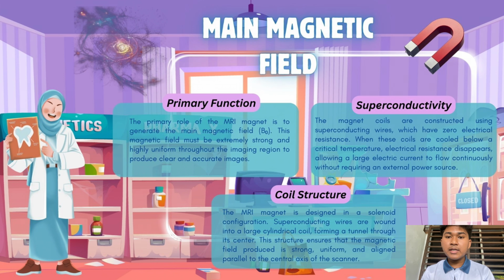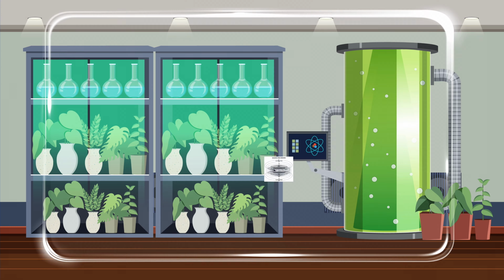The last one is initial state. Under normal conditions, outside the influence of the MRI scanner, hydrogen protons are oriented randomly throughout the body. Their magnetic fields cancel each other out, resulting in no overall magnetic signal.